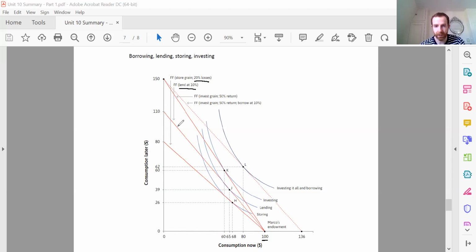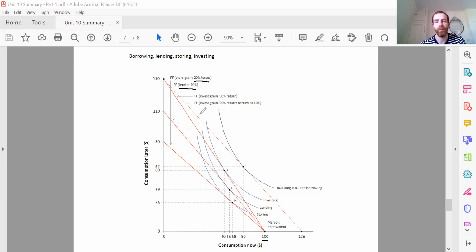And obviously, he can do different amounts in between that. He could decide to consume some of the initial 100 and lend out the rest. And again, what's he actually going to do based on these indifference curves? He's going to choose, if I'm looking at this right, point J, where he consumes 65 now and then 39 later on.